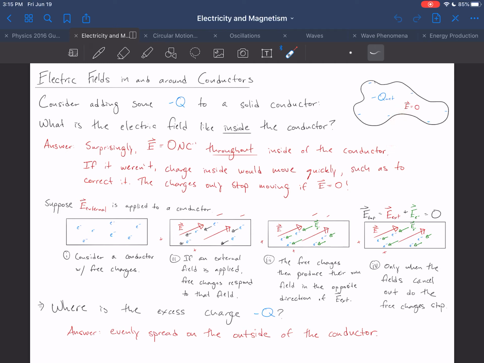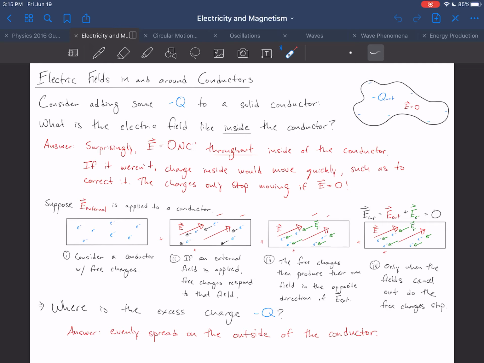In particular, what is the electric field like inside the conductor? Now, the very surprising answer is that the electric field is zero throughout the inside of the conductor. Okay? I'm going to do my best to fully explain why that is at a qualitative level. Proving it quantitatively is quite challenging, but we can give a pretty satisfying qualitative explanation.